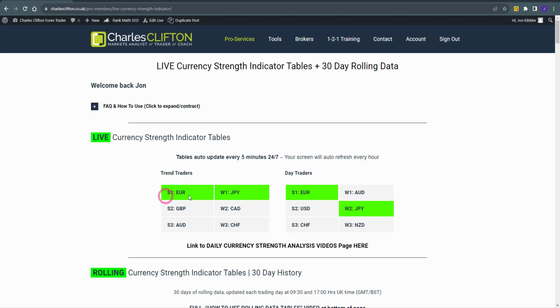We can see Euro Yen is still the top currency pair to focus on this week. We've got it as S1 on our trend traders table and the Yen is W1. So Euro S1, Yen W1, showing us that we should be continuing to look for longs into Euro Yen at the moment, and we are long at the moment.